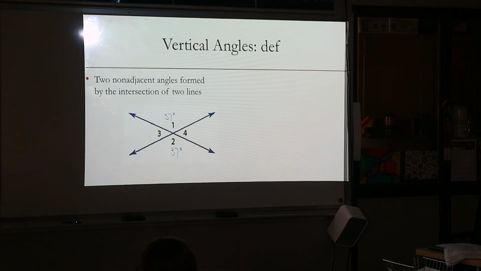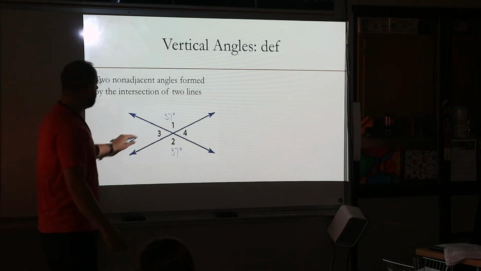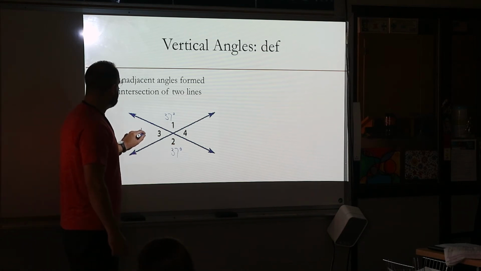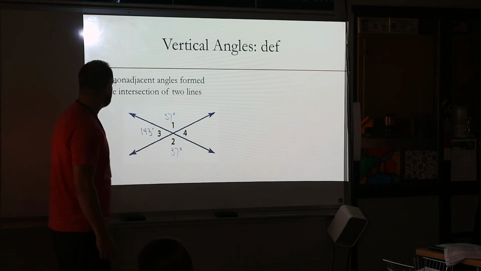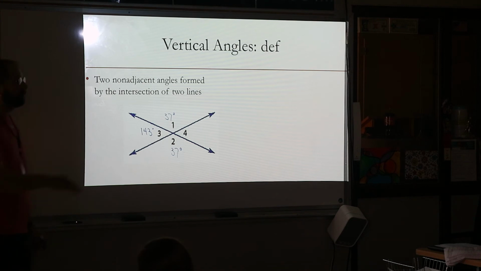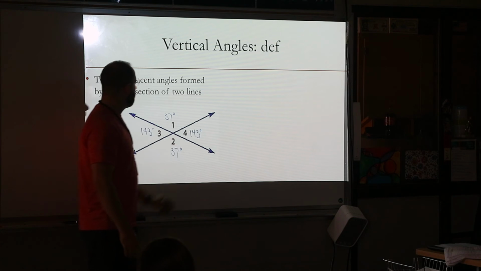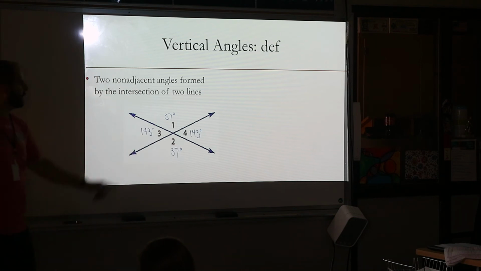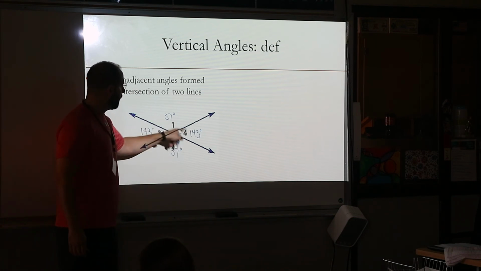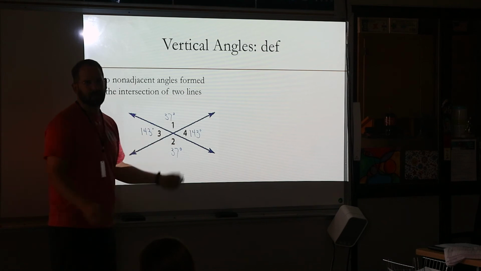And if I knew those were 37, I could find the angles next to it. These angles here would have to be 143 degrees. Then you can transfer that over. Now why do I know that? Because these form linear pairs, and any two have to add up to 180. That's how I knew how to do it.